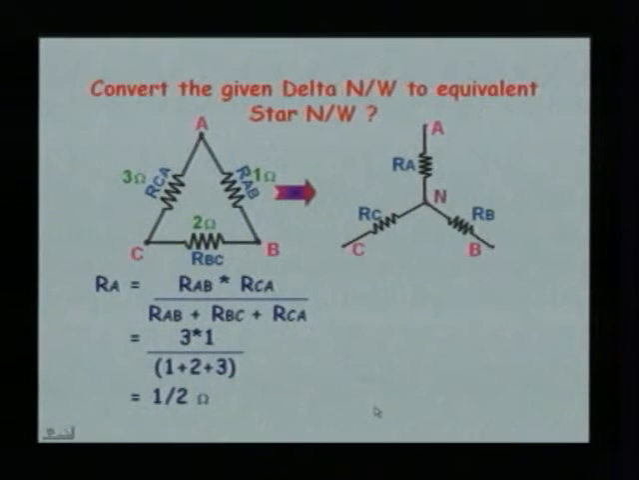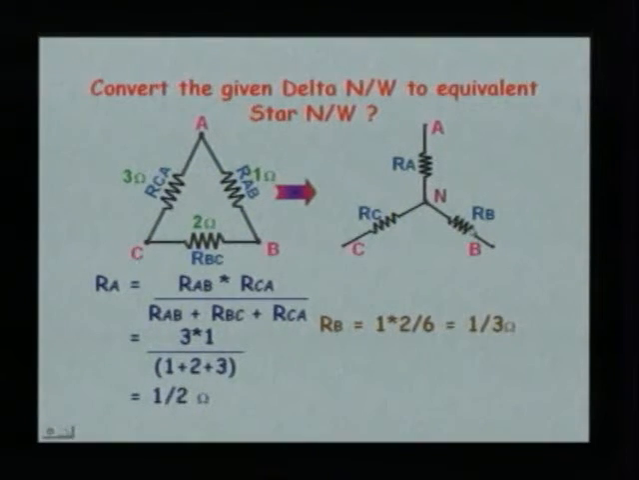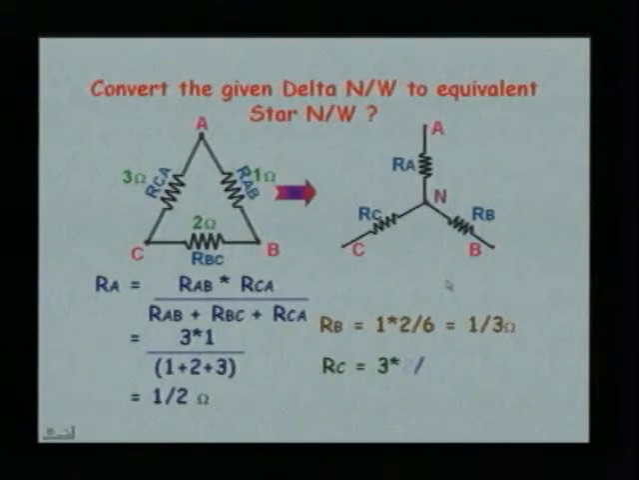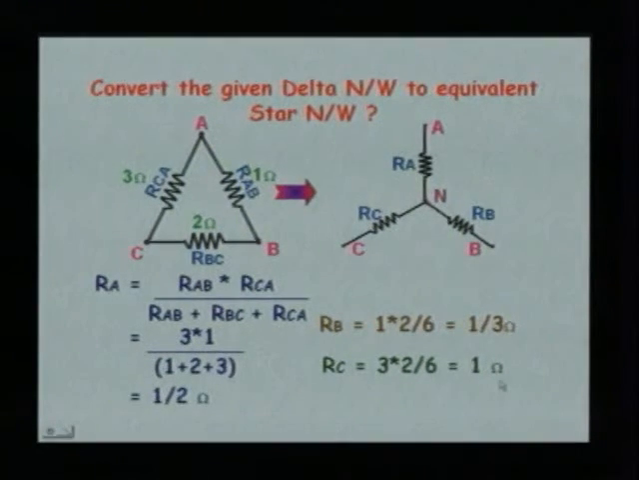Likewise, we can find RB as well. What do you mean by RB? RB is this, which means we have to multiply RAB and RBC, 1 into 2, divided by the total sum, which is 6, which comes to 1 by 3 ohms. Likewise, RC: we want RC. RC is equal to 2 into 3 divided by 6, which is equal to 1 ohm.